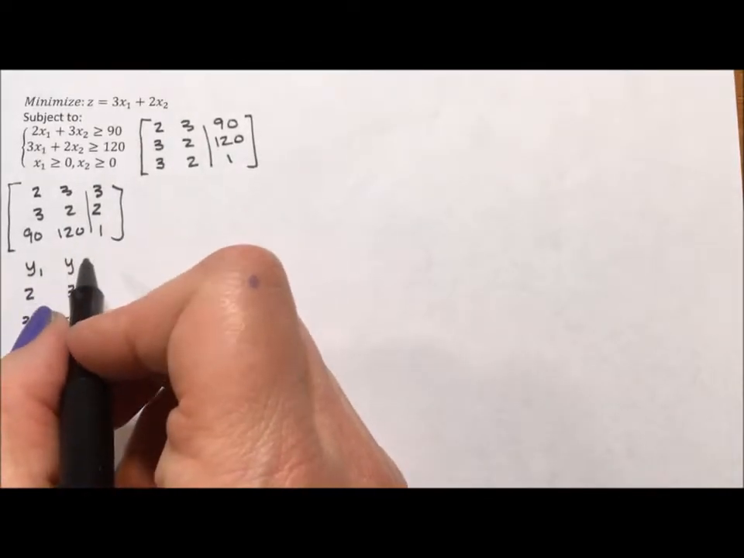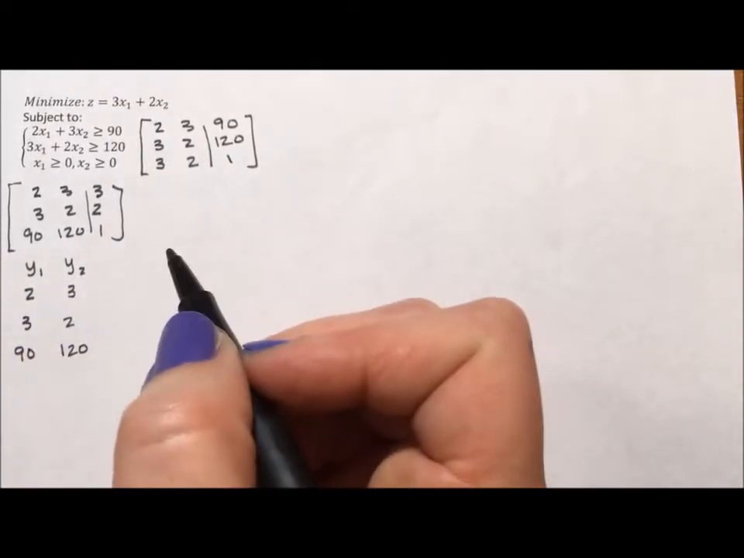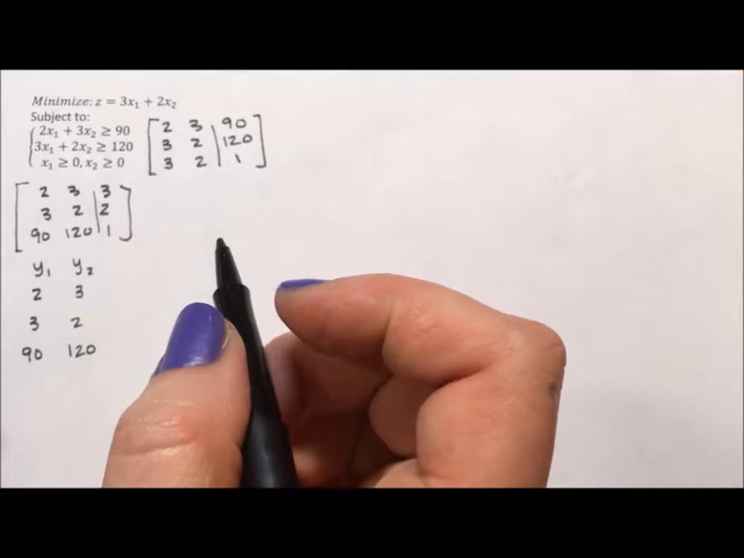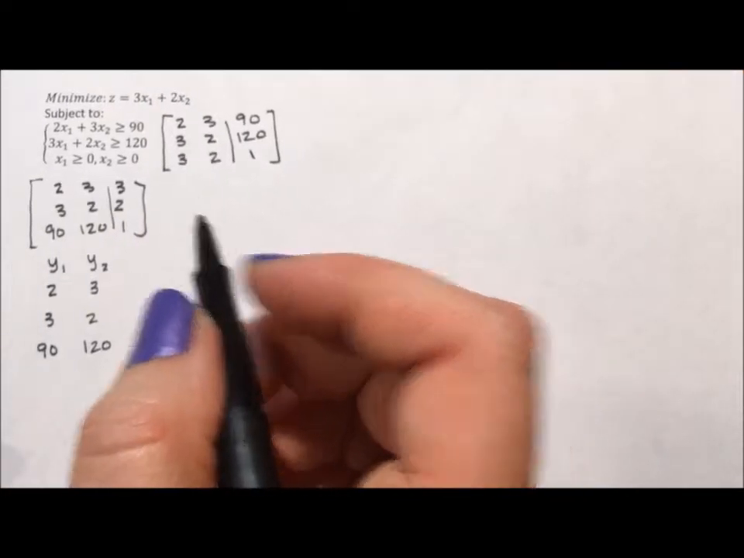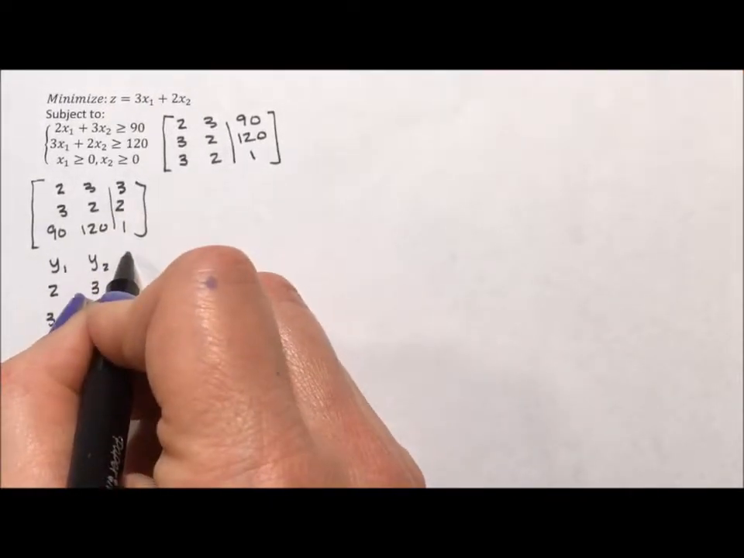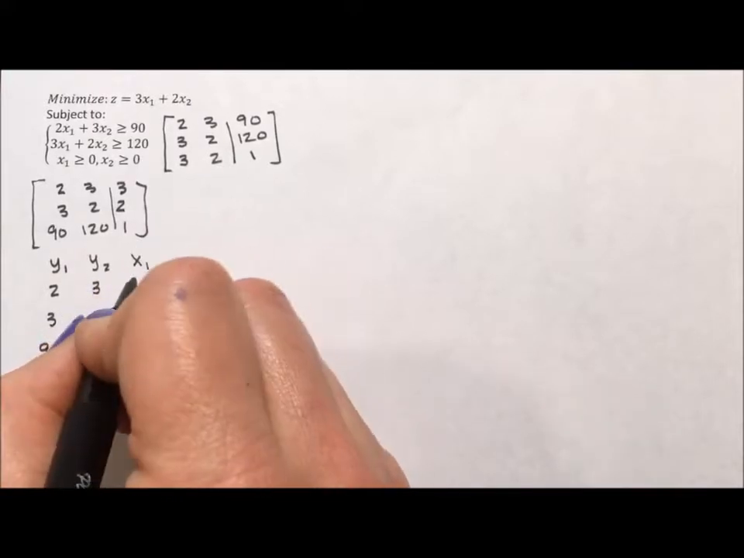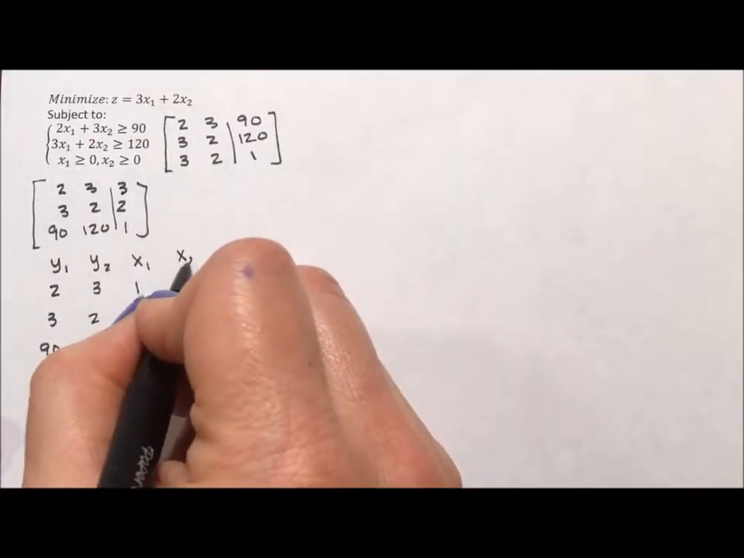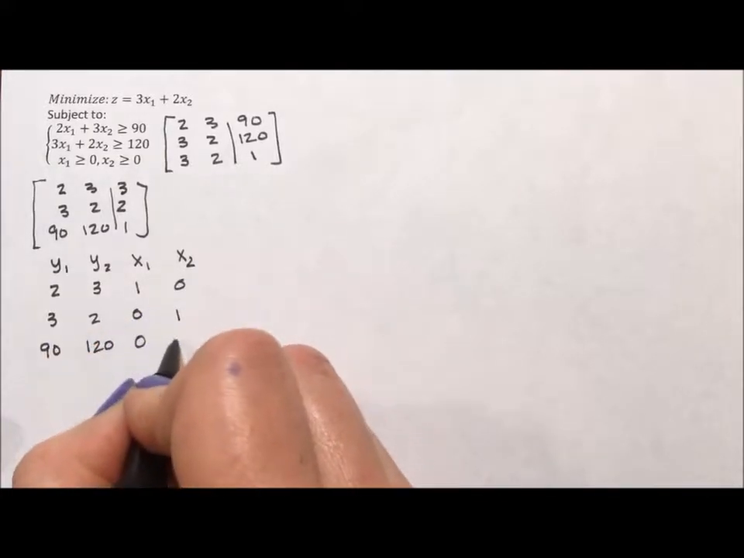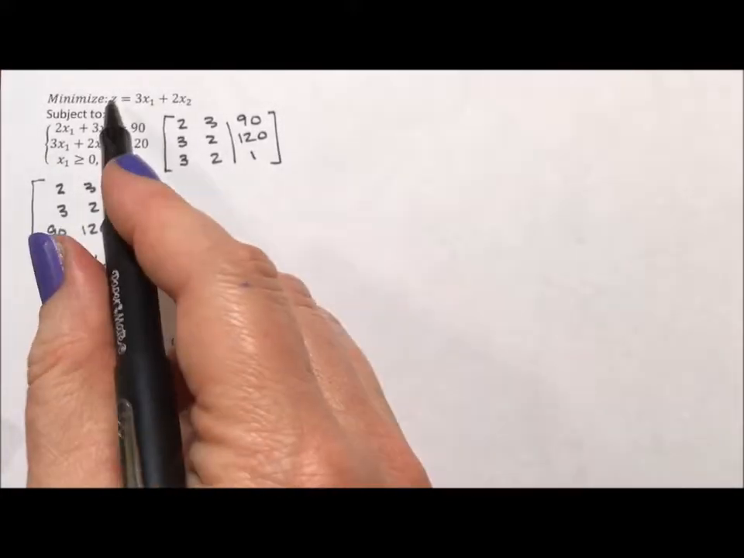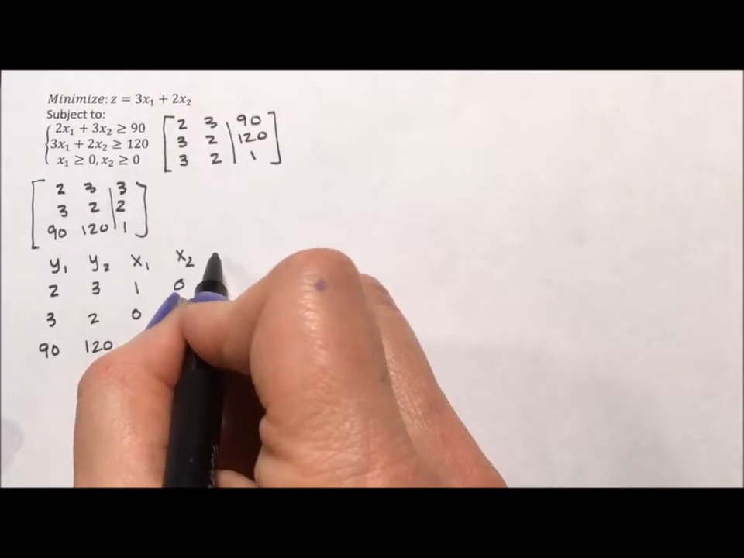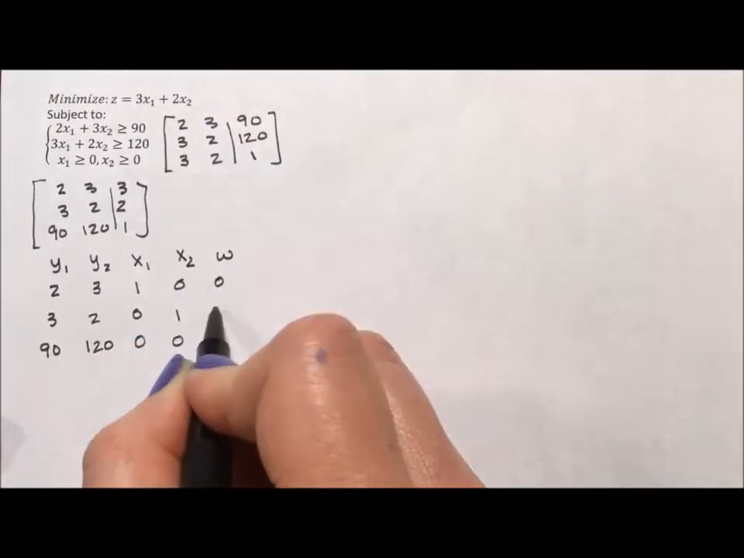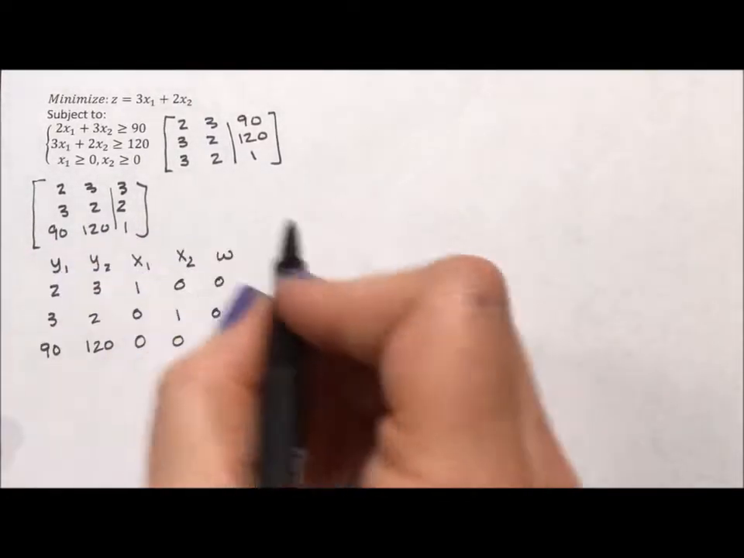Then, in a normal simplex tableau, we get to our slack variables, but we're not going to use slack variables. Instead, we actually bring in our x variables, but we're going to set it up very much the same. x sub 1: 1, 0, 0. x sub 2: 0, 1, 0. And because this is not z, because we're switching everything around, we'll use the variable w: 0, 0, 1, and then we'll do our answers.